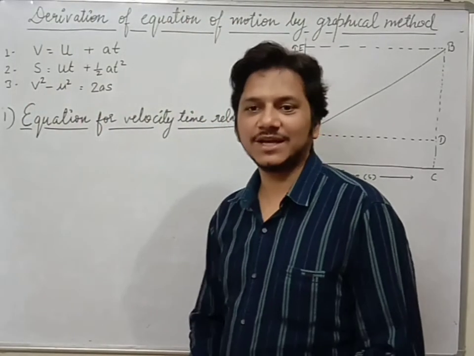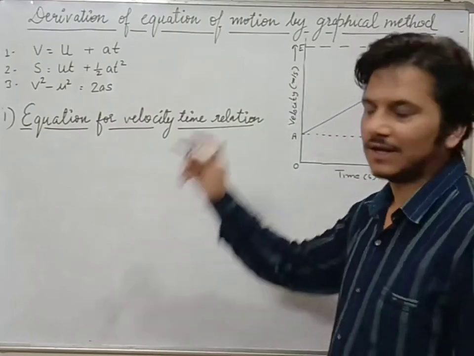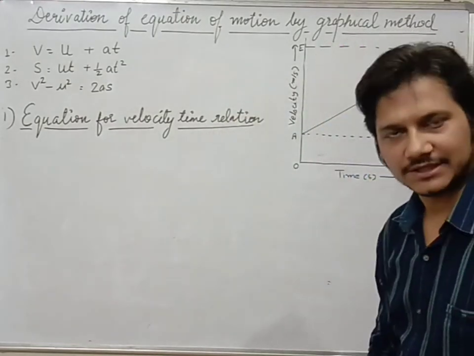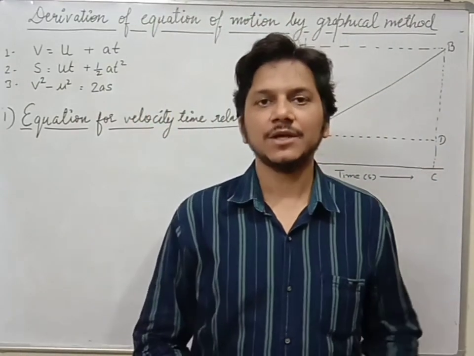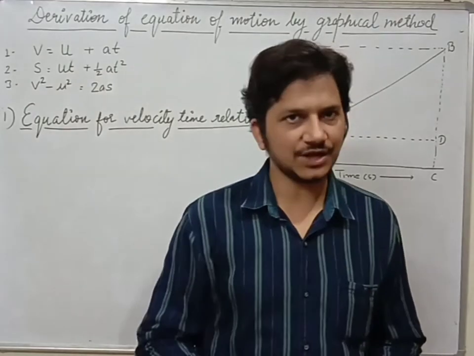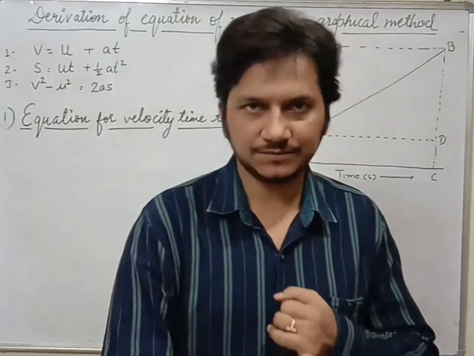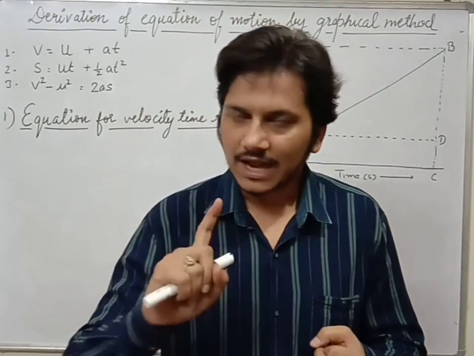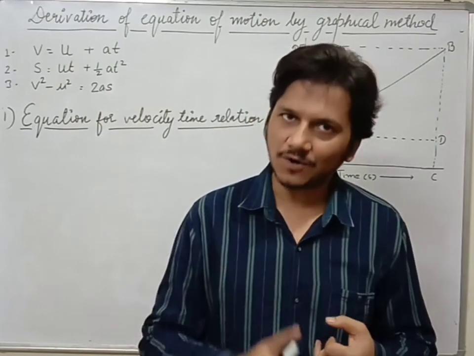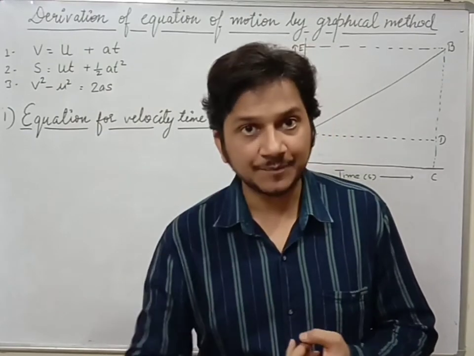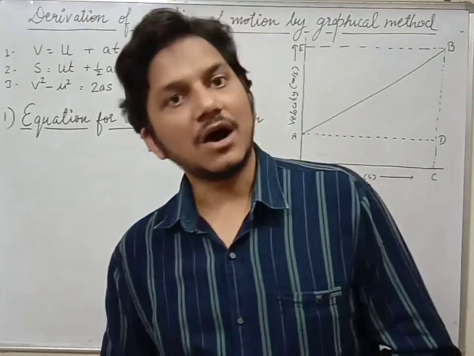Hello. Today we will discuss the derivation of the equations of motion by the graphical method. Suppose a body is moving along a straight line with a uniform acceleration. We can establish the relationship between the velocity of the body, the acceleration of the body, and the distance traveled by the object in a particular time by the equations of motion.